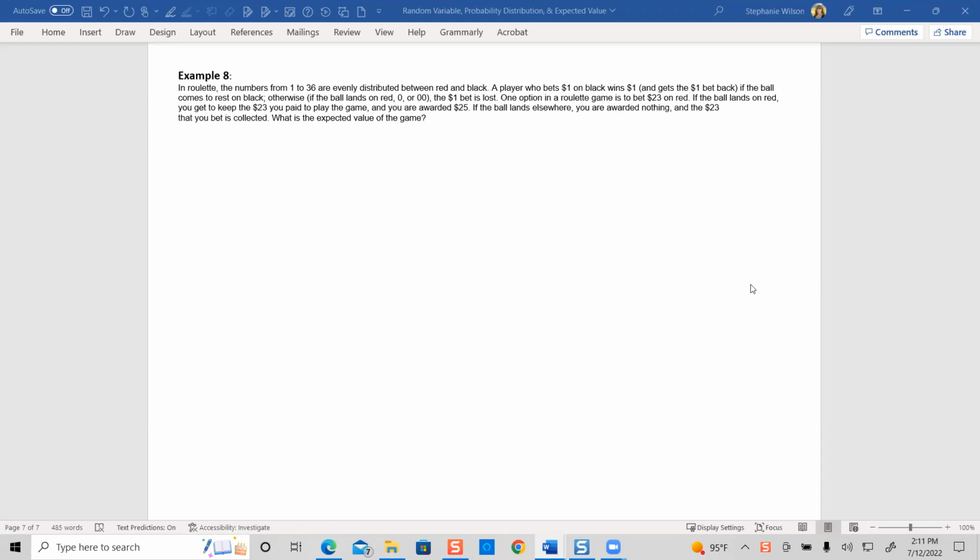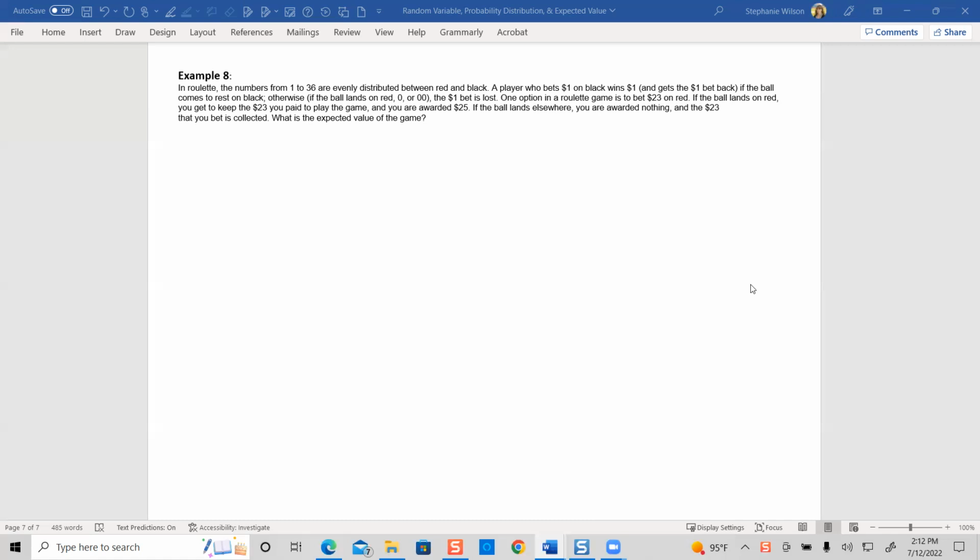One option in the roulette game is to bet $23 on red. If the ball lands on red, you get to keep the $23 you paid to play the game, and you are awarded $25. If the ball lands elsewhere, you are awarded nothing, and the $23 that you bet is collected. What is the expected value of the game?